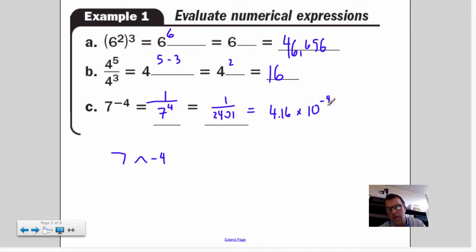And your calculator doesn't actually work scientific notation this way. It typically would do 4.16 e to the -04. And we can try to talk about that in class, how your calculator works with scientific notation.